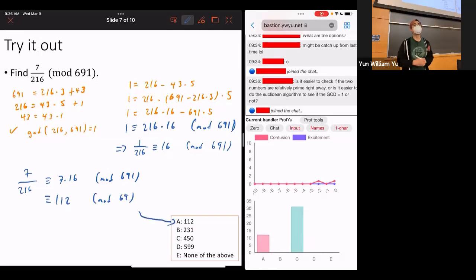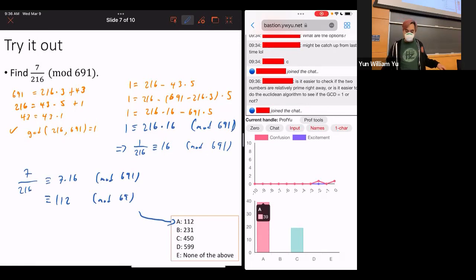And I am somewhat concerned that so many people put down C, because that suggests to me that some of you are not actually solving it, but just going with whoever solves it first. So be careful about that.